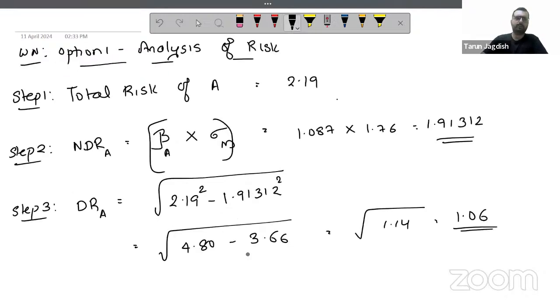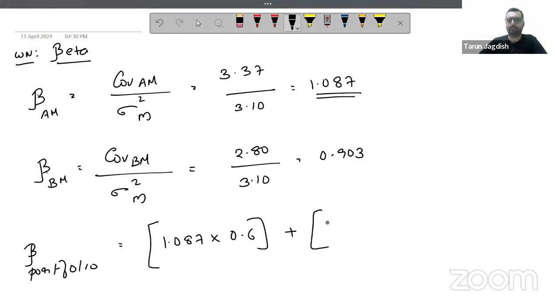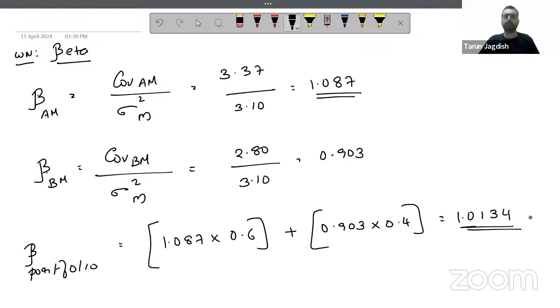Friends, one more thing I had to find out here. I found out beta of A, I found out beta of B. I need to find out the beta of the portfolio also. How do you find out the beta of the portfolio? 1.087 into 0.6 and 0.903 into 0.4. So you'll get the answer as 1.0134 as the beta of the portfolio. Everybody clear with this part now?